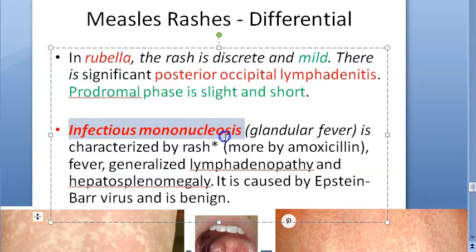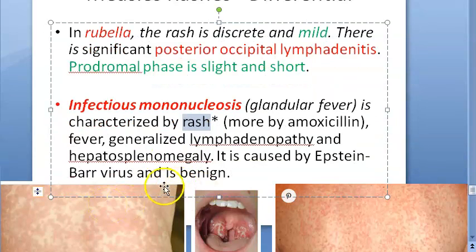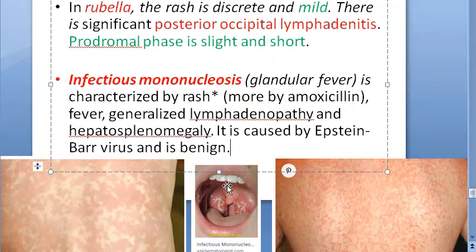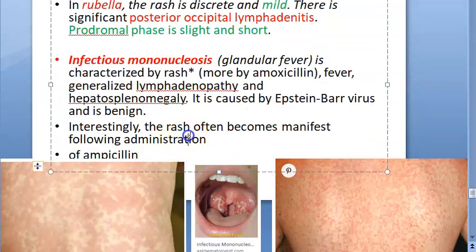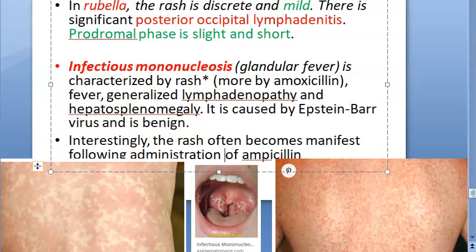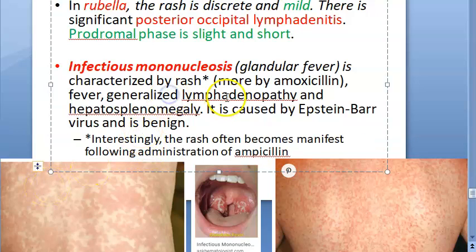Infectious mononucleosis or glandular fever. It is also having rash. Okay. What are they writing here? Interestingly, the rash often becomes manifest following administration of ampicillin. So if you give ampicillin to these people, the rash becomes manifest. That is what they have written about. Infectious mononucleosis. And here also there will be fever, generalized lymphadenopathy and hepatosplenomegaly. It is caused by Epstein-Barr virus and is benign. That means you don't have to do anything, is it?